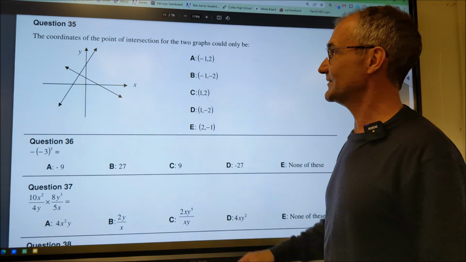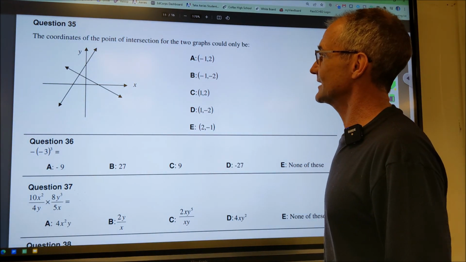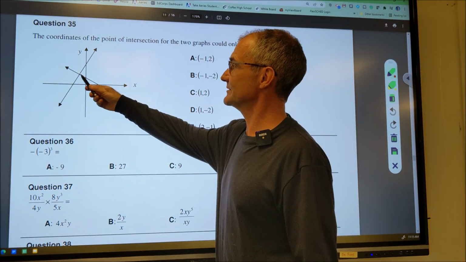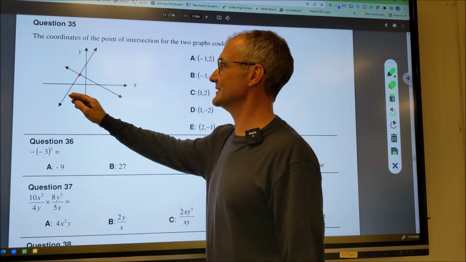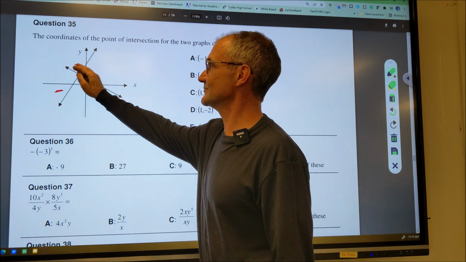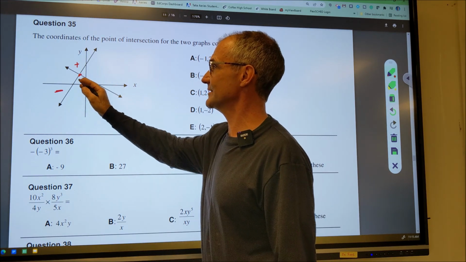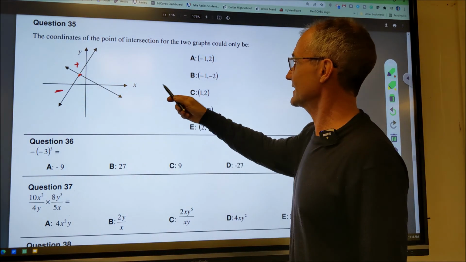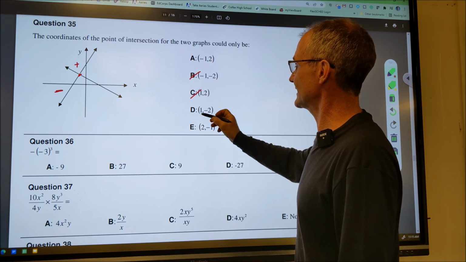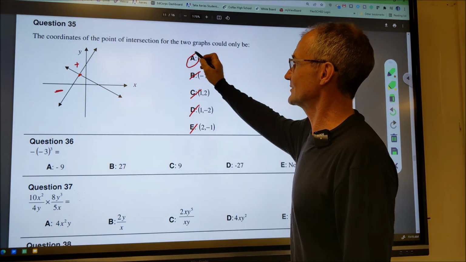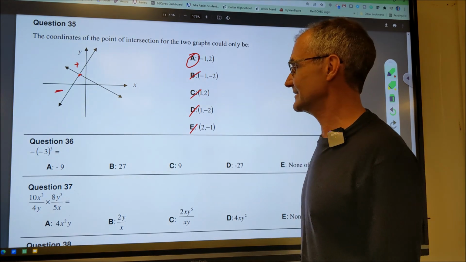Okay, number 35 on the coordinate plane as well, the coordinate of the point of intersection. So this point of intersection, the second quadrant value, that'll be negative x, positive y, because I go over a negative and up a positive. So I'm looking for a negative, positive, could be that one, can't be that, can't be that, can't be that, can't be that. Only one solution that'll work right there.